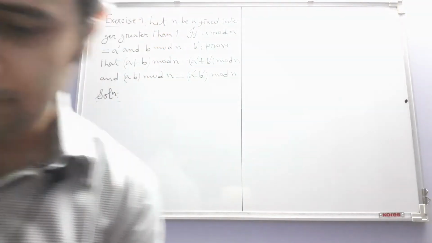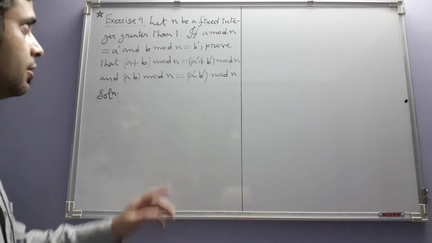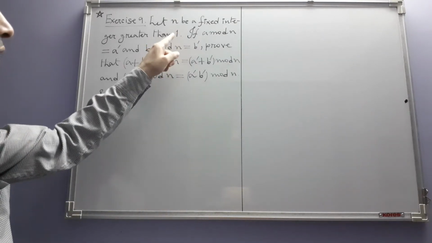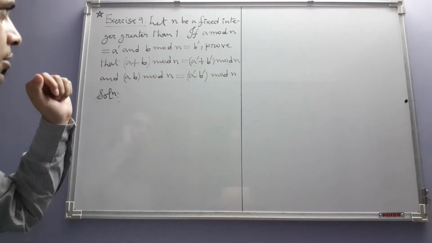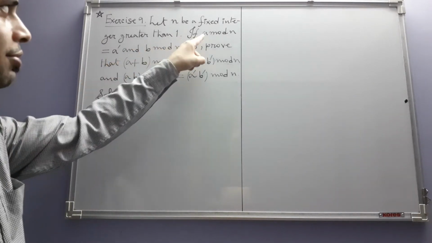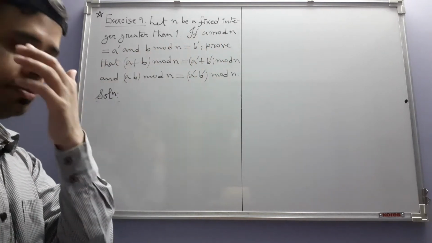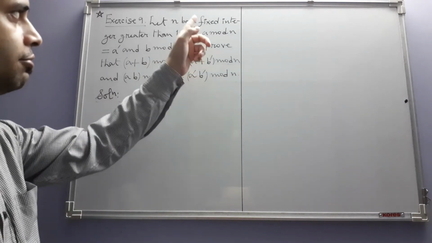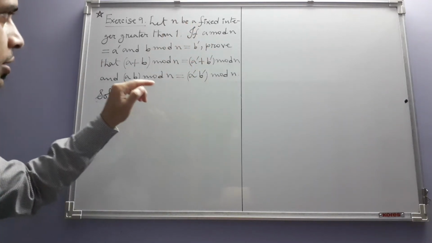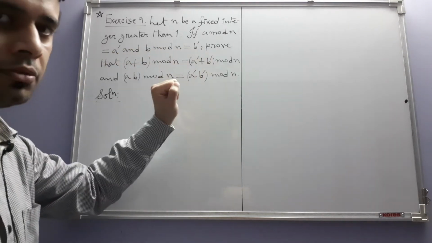Okay, exercise 9. So here we have a fixed integer n that is greater than 1, that means n is a positive integer greater than 1, and it is given that a mod n is a prime and b mod n is b prime. That means a and b are integers such that if you divide them by n, the remainders that you will get are a prime and b prime respectively.